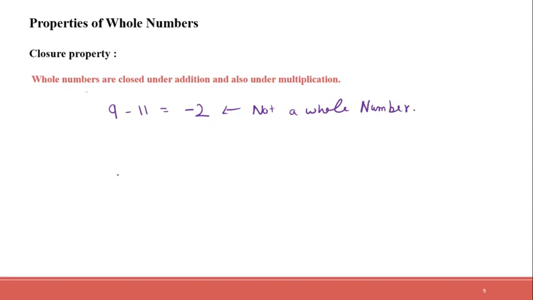Similarly, if I divide 8 by 6, what will I get? I'll get 8 by 6. That means 4 by 3. I can also write it as 1 whole, 1 by 3, right?